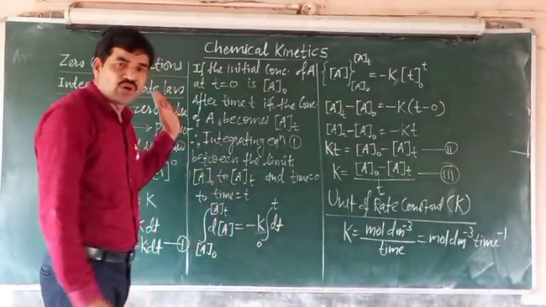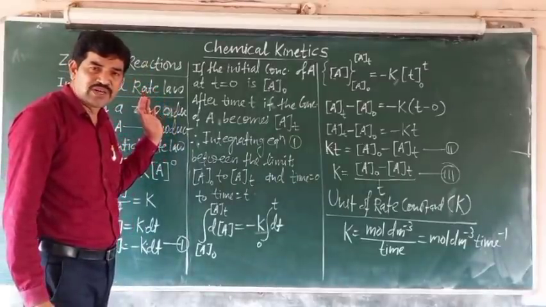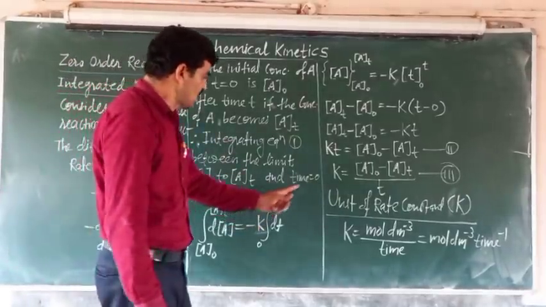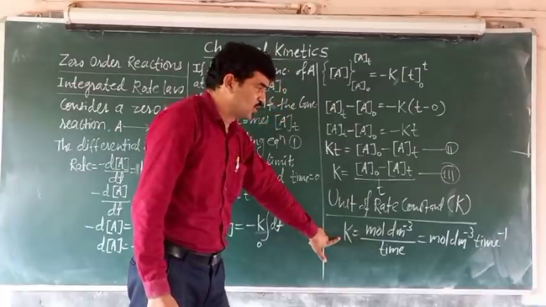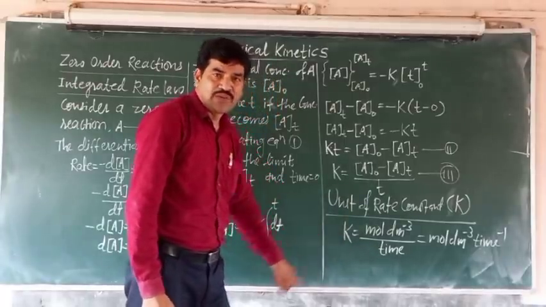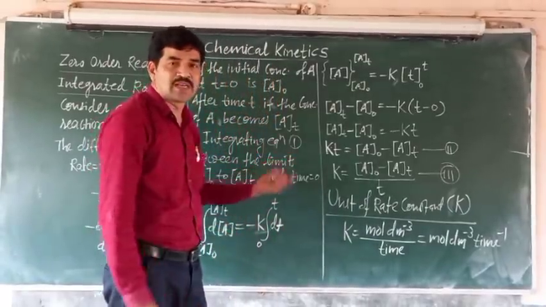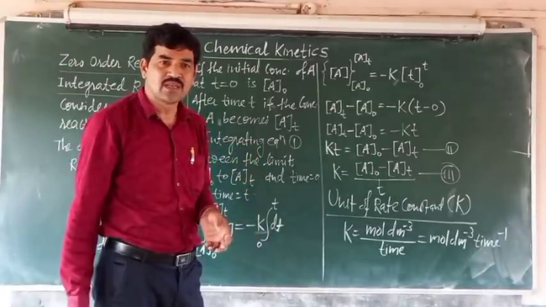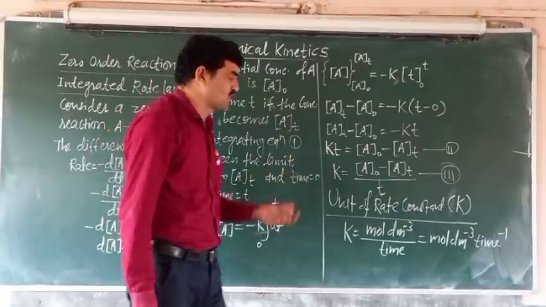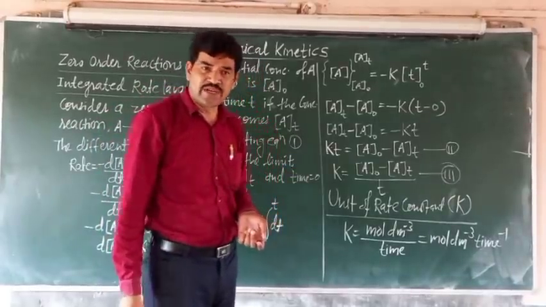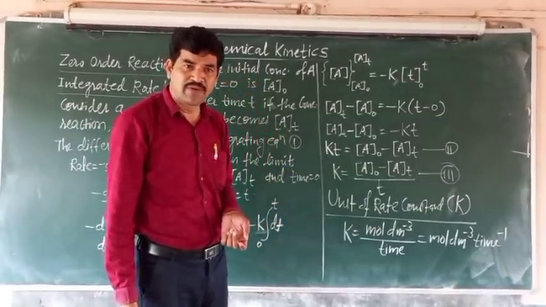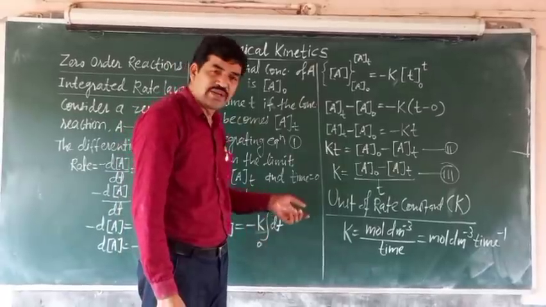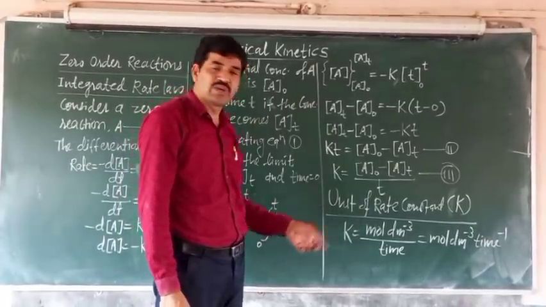But in case of the first order reaction, we have already studied that the unit of the rate constant is only time inverse, which is different from the unit of rate of reaction. The unit of rate of reaction always remains the same, whatever may be the order of the reaction. For any type of reaction, the unit of the rate of reaction is mole per dm cube time inverse, and for the first order reaction, the unit of the rate constant is only time inverse.